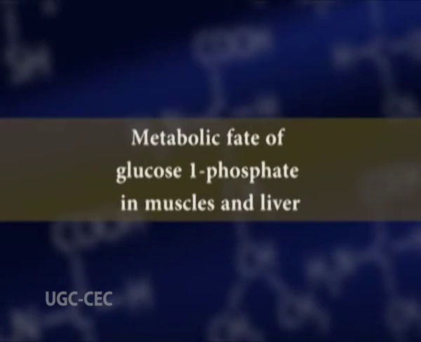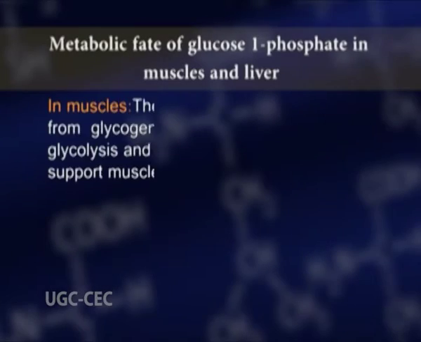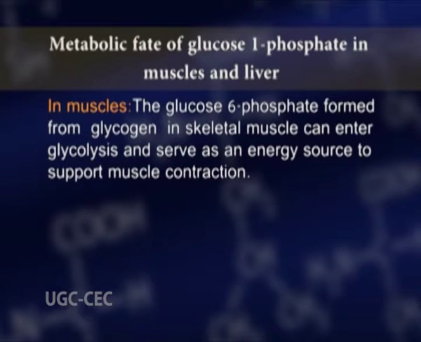Now let us come to the metabolic fate of glucose 1-phosphate in muscles and liver. Glucose 1-phosphate, the end product of the glycogen phosphorylase reaction, is converted to glucose 6-phosphate by phosphoglucomutase, which catalyzes the reversible reaction. In muscles, the glucose 6-phosphate formed from glycogen in skeletal muscle can enter glycolysis and serve as an energy source to support muscle contraction.